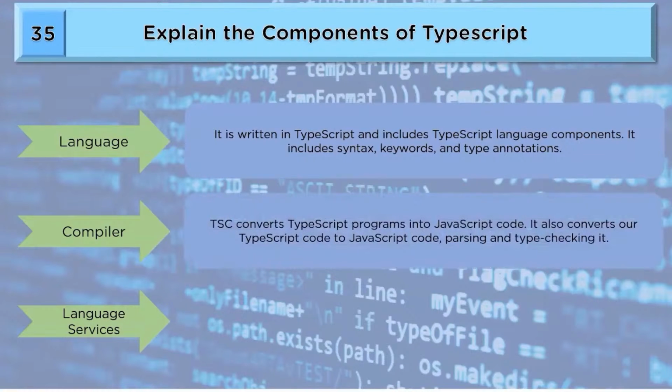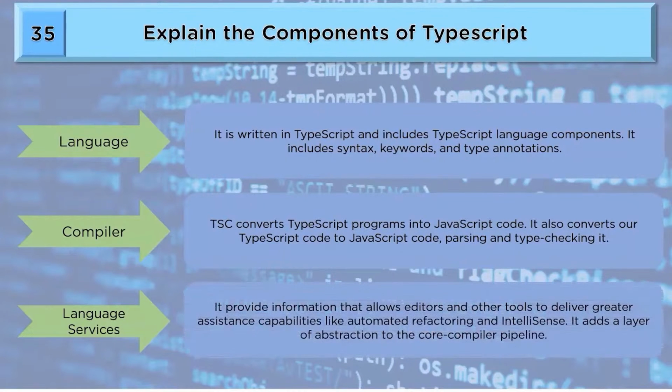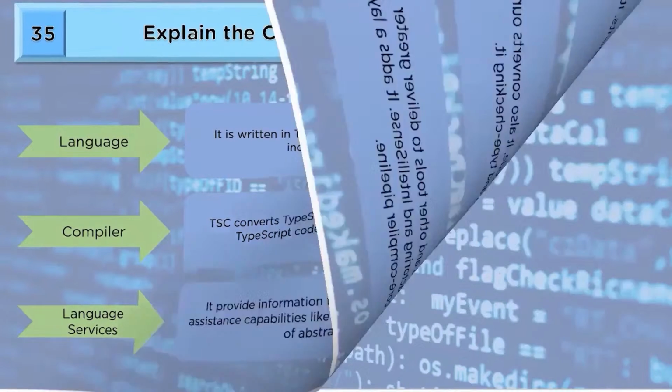Compiler: the TypeScript compiler converts TypeScript programs into JavaScript code. It also converts our TypeScript code to JavaScript code, parsing and type checking it. It provides information that allows editors and other tools to deliver greater assistance, with capabilities like automated refactoring and IntelliSense. It adds a layer of abstraction to the core compiler pipeline.